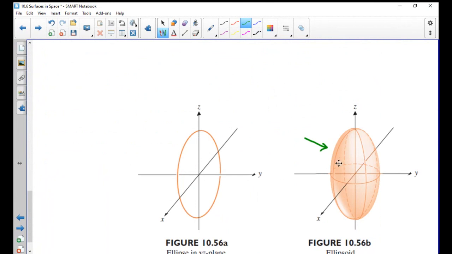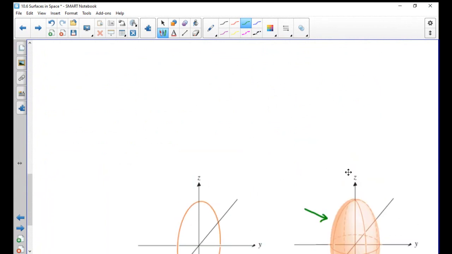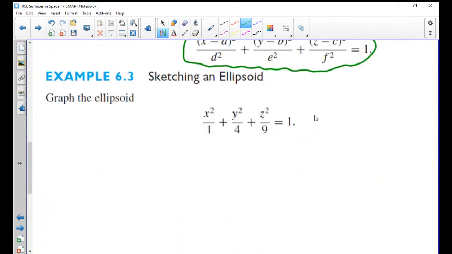Now, if you want to graph, for example, this, yeah, suppose I want to graph this, the equation is here. I want to have an idea about the graph. So what you could do is, you could look at the way this surface will intersect the axis. For example, on the x-axis.